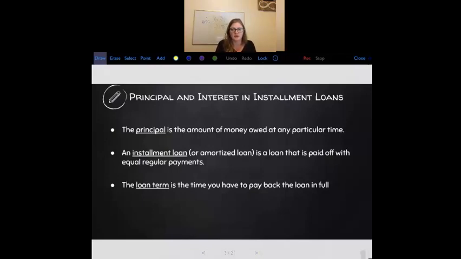An installment loan or amortized loan is a loan that is paid off with equal regular payments. What an installment loan does is it uses how much you're borrowing and the interest on how much you're borrowing and splits it up over your loan term, which is how long you have to pay back the loan in full. With an installment loan, you have monthly payments that are the same. When your payments first start, you're paying off more interest than principal, and as the life of the loan goes on, you end up paying more of the principal than the interest.